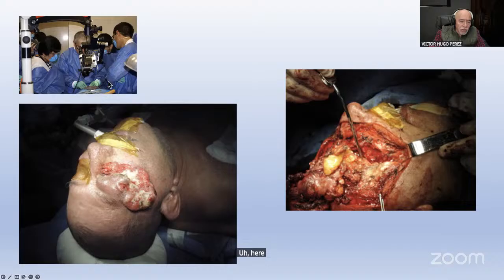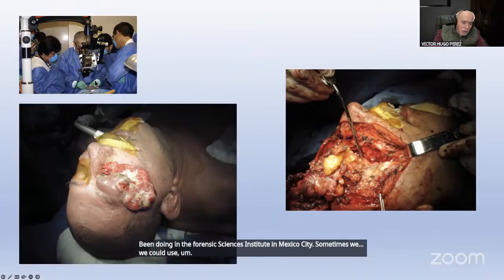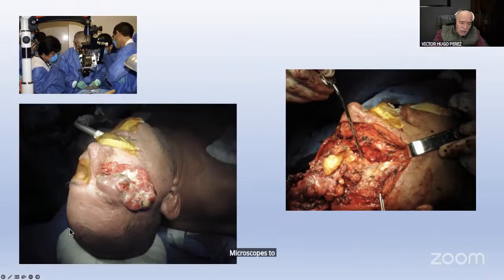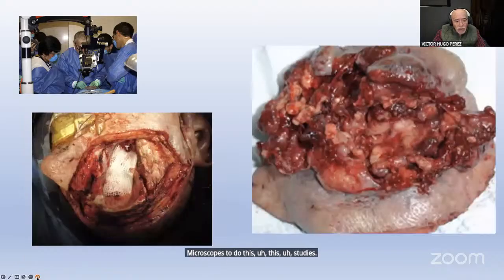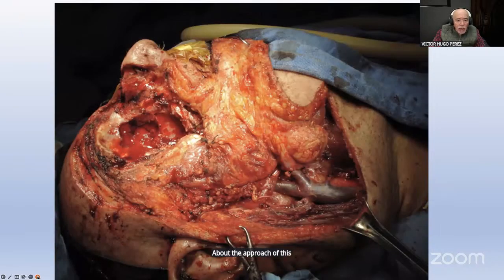This is a picture about a workshop that we have been doing in the Forensic Sciences Institute in Mexico City. Sometimes we could use a microscope to do these studies. So here we have some pictures about the approach of this surgery.